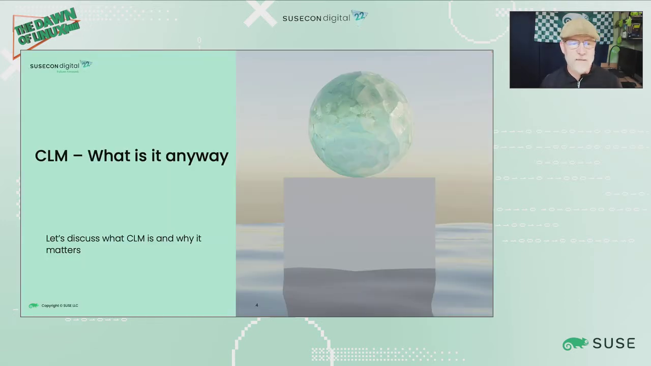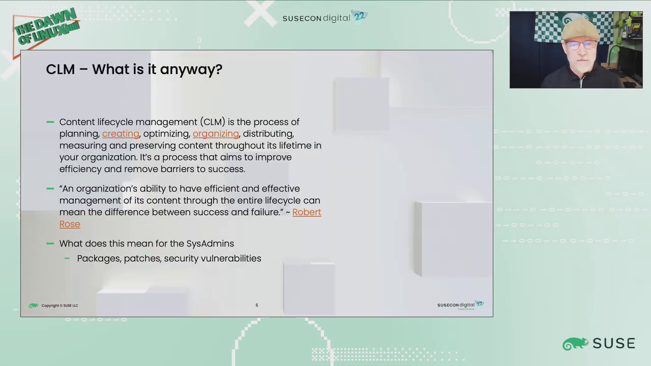What is CLM anyway? What is content lifecycle? Let's talk about that for a second. The basic definition of content lifecycle is the process of planning, creating, optimizing, organizing, distributing, measuring, preserving the content throughout its lifetime in your organization. It's a process that aims to improve efficiency and remove the barriers to success. That's the classic definition of content lifecycle. As Robert Rose had said, it's the organization's ability to have efficient and effective management of its content through the entire lifecycle can be the difference between success and failure.